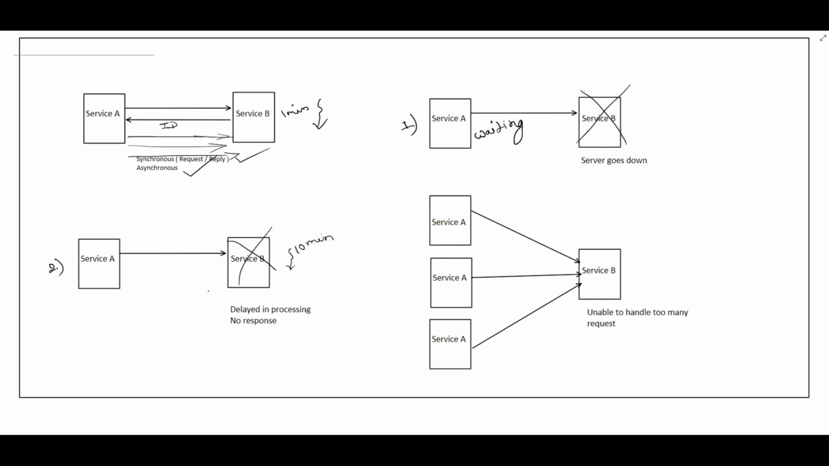And what is the third problem? In the third problem, suppose there are many services, right? Service A has many instances which are requesting service B, and service B is getting so many requests from the multiple instances. Then what happens to service B? Service B is eventually not able to handle the load, and it will crash again because there are too many requests to be handled by service B.